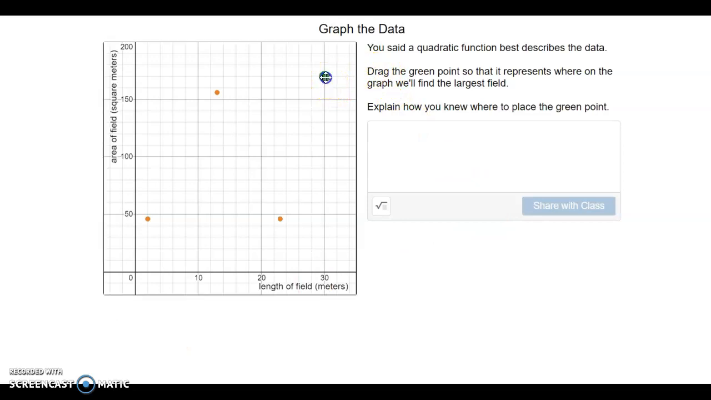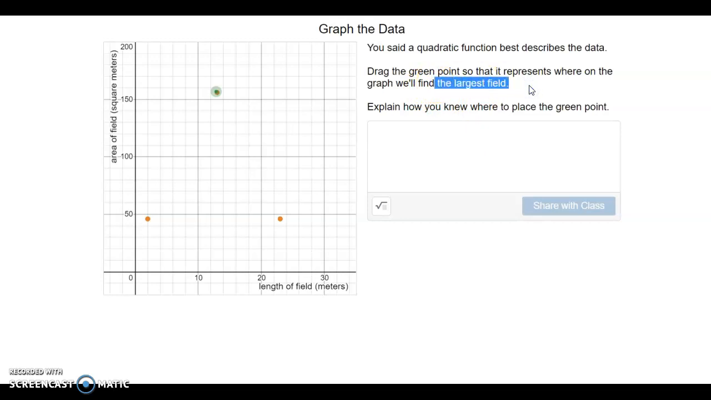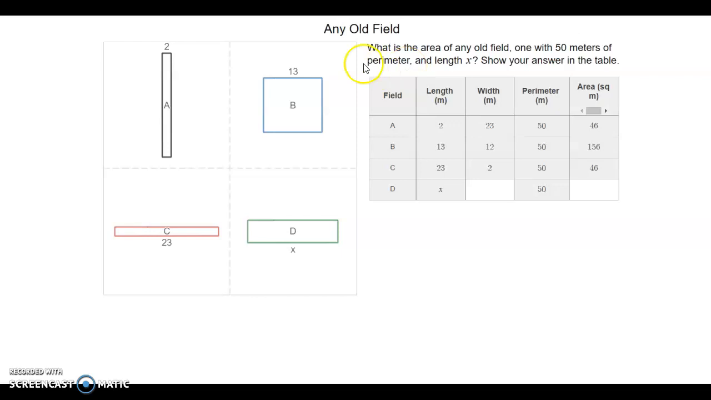Now for my graph, my parabola vertex would be about right here, pretty much right where that orange dot was. My parabola would be, because that is the vertex. So what it's really asking is, where is our vertex? Where is the largest field going to be? What's the highest point for our concave down, or our maximum? So what is the area of the old field with 50 meters of perimeter? Show your answer in the table.